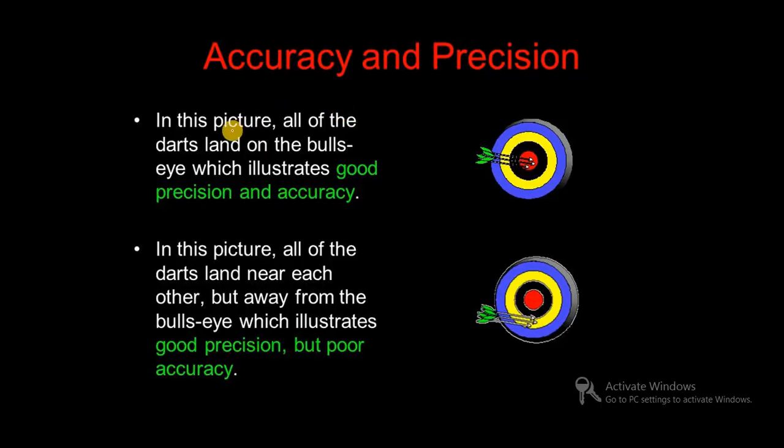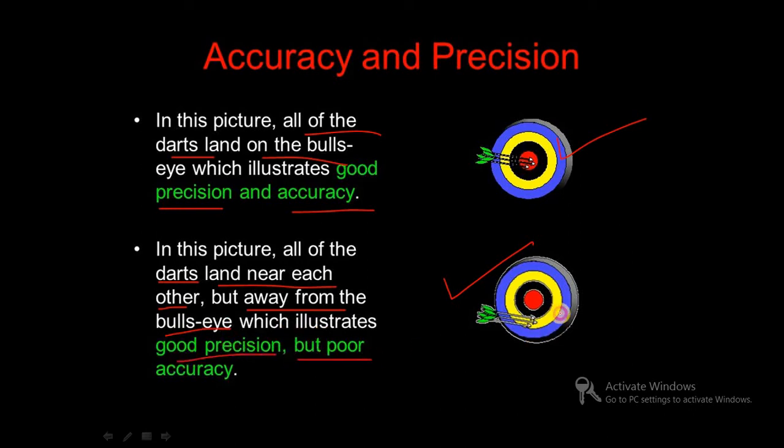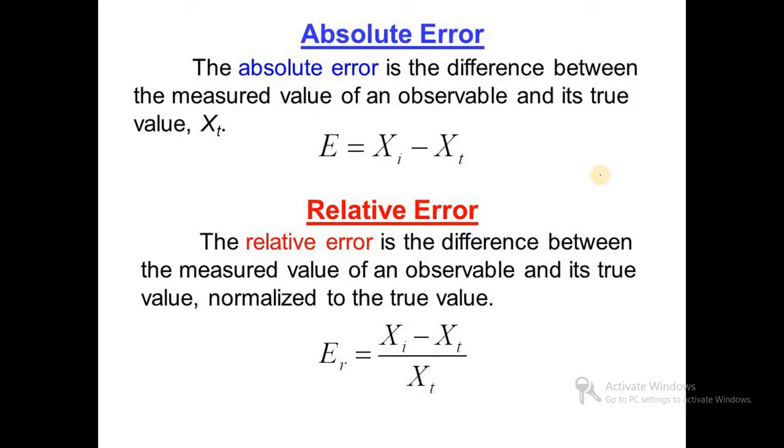In this picture all of the dots are on the bull's eye, which illustrates good precision and accuracy. And in the second diagram, all of the dots land near each other but away from the bull's eye, which illustrates good precision but poor accuracy. That is, they are precise but not accurate, whereas the other is precise and accurate.